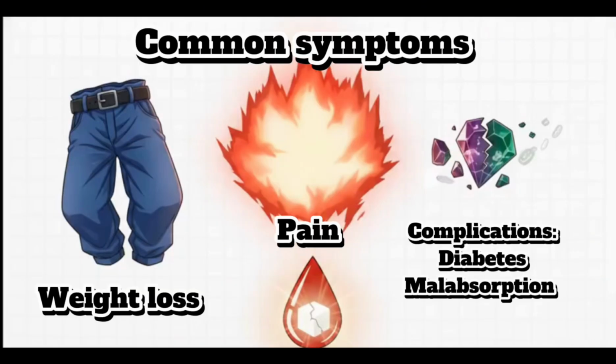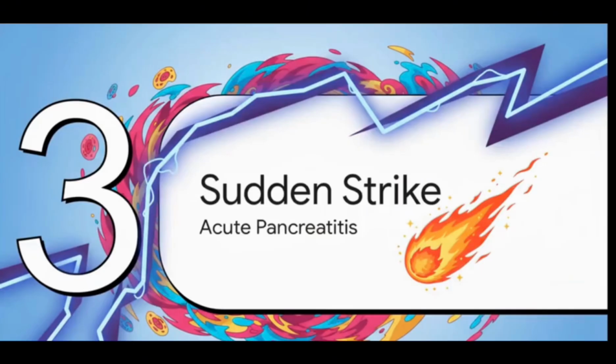The main symptoms of both are usually pain, weight loss, and issues related to loss of functional pancreatic tissue, such as diabetes and malabsorption. Now, let's look at acute and chronic pancreatitis separately.